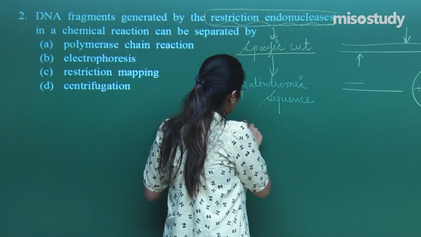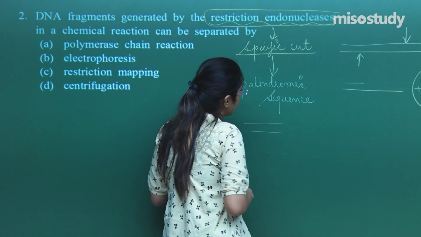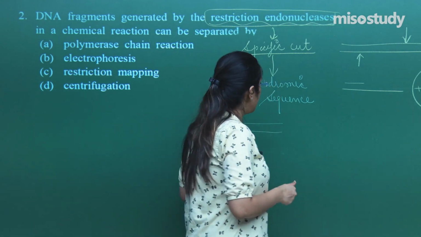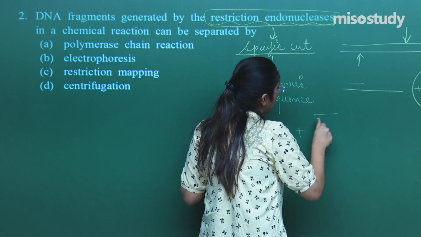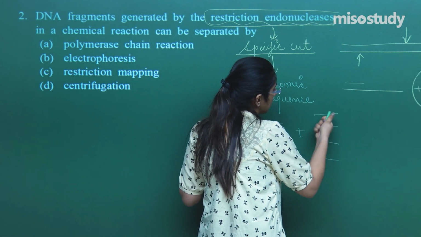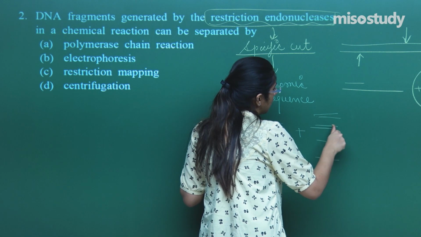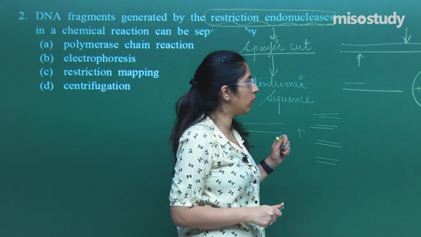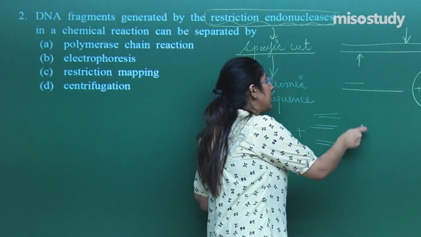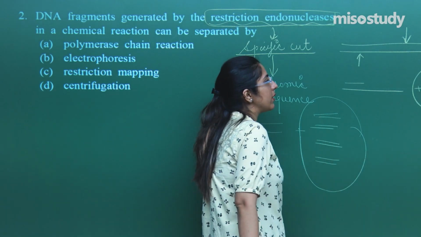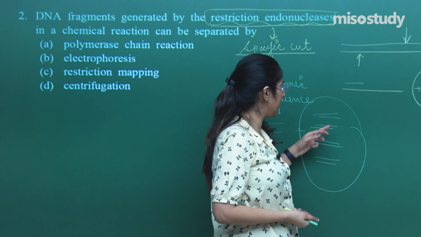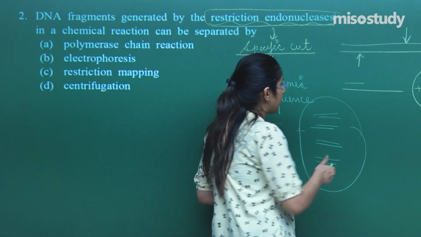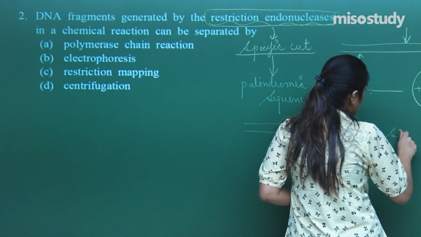So, suppose this is a DNA fragment. In that DNA fragment, various palindromic sequences or specific sites are there. Later on, what I will get is a number of sequences like this. Suppose I got 4 sequences. Now, the basic method by which I can separate these sequences, because there will be a size difference between these 4. When there is a size difference, what is this? There is a size difference.